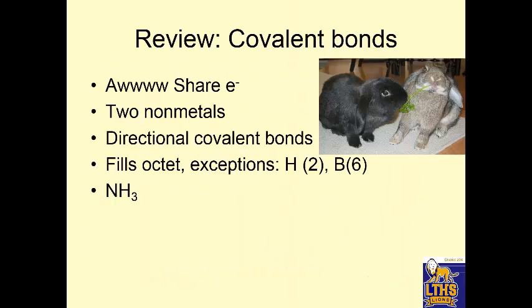So let's review. Covalent bonds, we learned in the last one, means electrons are being shared. Oh, look, they're sharing. So 2 nonmetals are involved. It's called directional covalent bonds because they're shared in the direction in between the atoms. Covalent bonding usually fills an octet, except hydrogen, when it bonds, only needs 2 around it, and boron only needs 6. So here's 2 nonmetals. Remember, hydrogen acts as a nonmetal. And so one way to represent the sharing going on here is sharing those electrons.